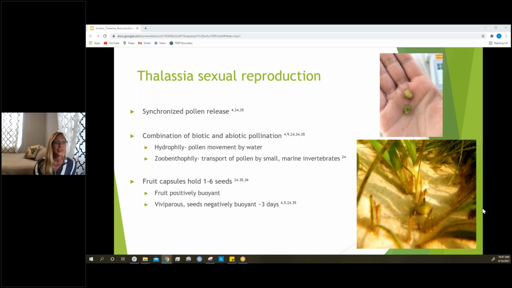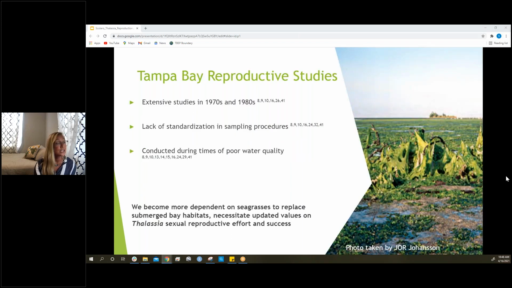So although it is very complicated and extremely energetically expensive, sexual reproduction results in increased genetic diversity, which is an indicator of species health and a requirement for long-term habitat resilience. So there were extensive studies done on Thalassia sexual reproduction in the 1970s and the 1980s. However, there was a lack of standardization between these different sampling procedures. Additionally, they were conducted during periods of pretty poor water quality and before seagrass restoration had really taken hold in Tampa Bay.